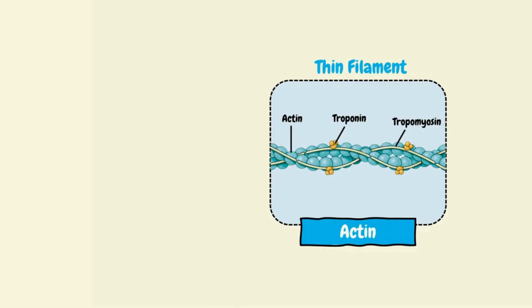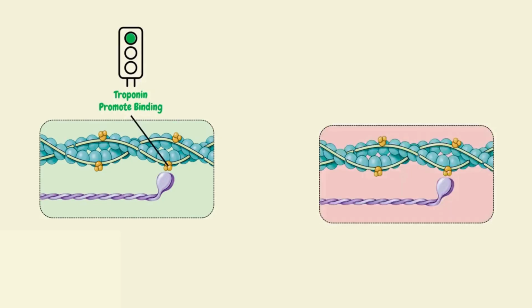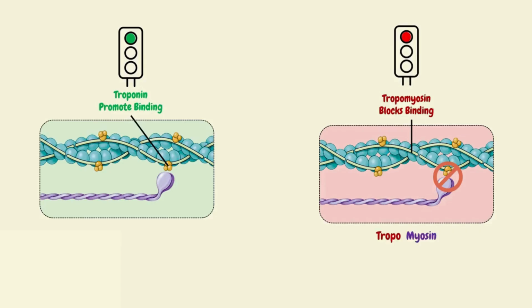Associated with actin are two regulatory proteins, tropomyosin and troponin. These proteins play opposite roles in muscle contraction. Troponin promotes binding between actin and myosin, facilitating contraction, while tropomyosin blocks the myosin binding sites on actin, preventing contraction. You can remember the function of tropomyosin as "stop myosin" since it prevents actin-myosin interaction.